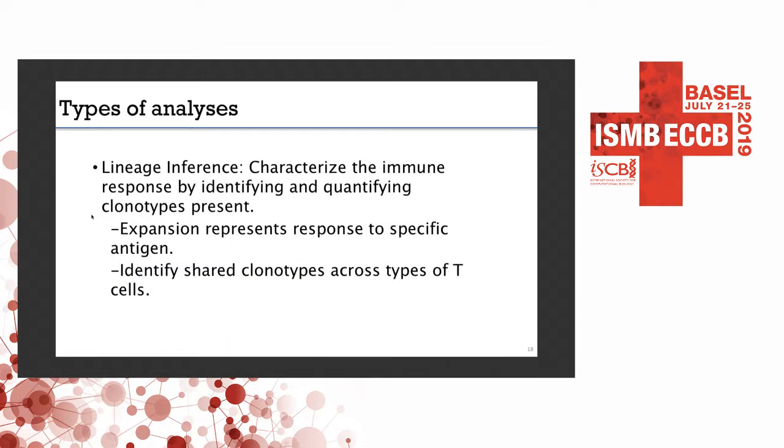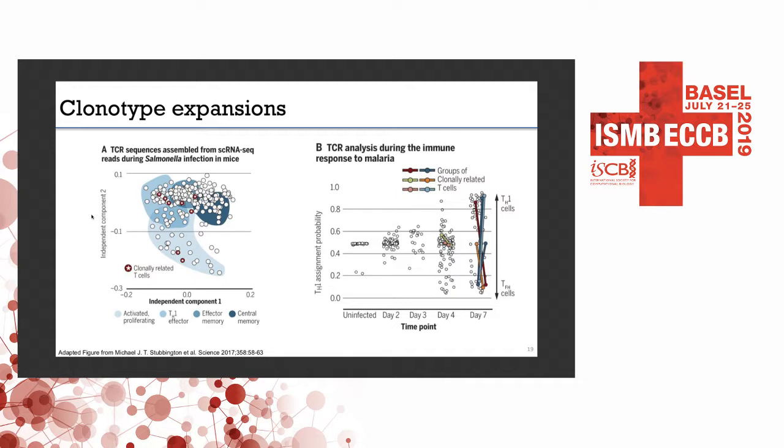So this is the idea of lineage inference, so characterizing the immune response by identifying and quantifying the clonotypes present. The expansion represents a response to a specific antigen, and so we can identify the shared clonotypes across types of T cells. So here's a good example here on the right. This is a TCR analysis during immune response to malaria. If you have the cells uninfected, there's no shared clonotypes, and then over time at day 7, now the cells are recognizing the antigens, and now they're expanding, and so you have these shared clonotypes at day 7. So this is obviously some type of time that's happening as the T cells are recognizing that threat.